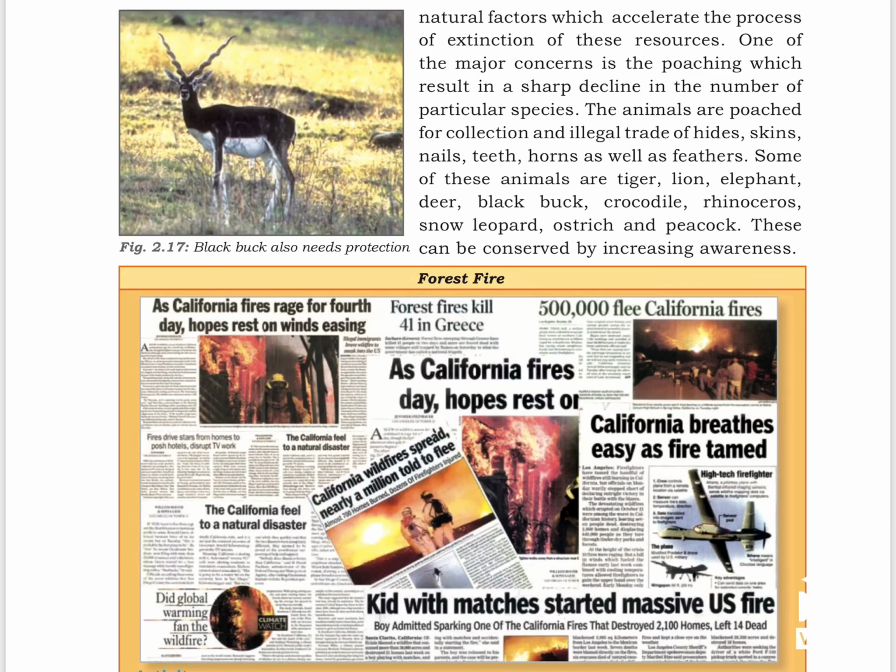One of the major concerns is poaching, which results in a sharp decline in the number of particular species. Animals are poached for the collection and illegal trade of hides, skins, nails, teeth, horns as well as feathers. Some of these animals are tiger, lion, elephant, deer, black buck, crocodile, rhinoceros, snow leopard, ostrich and peacock. These can be conserved by increasing awareness.